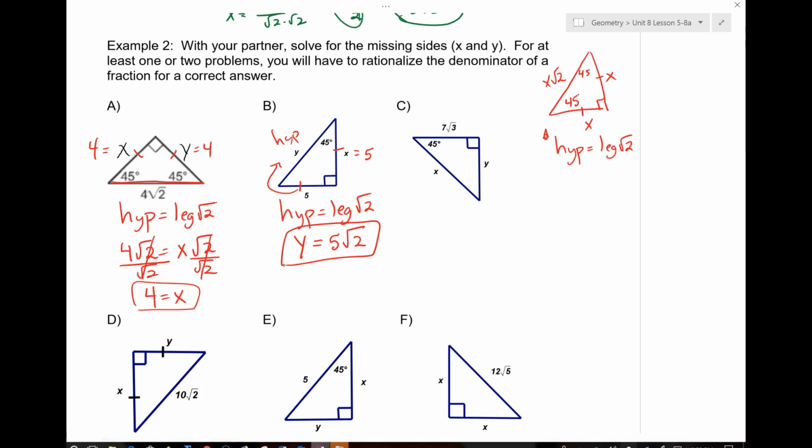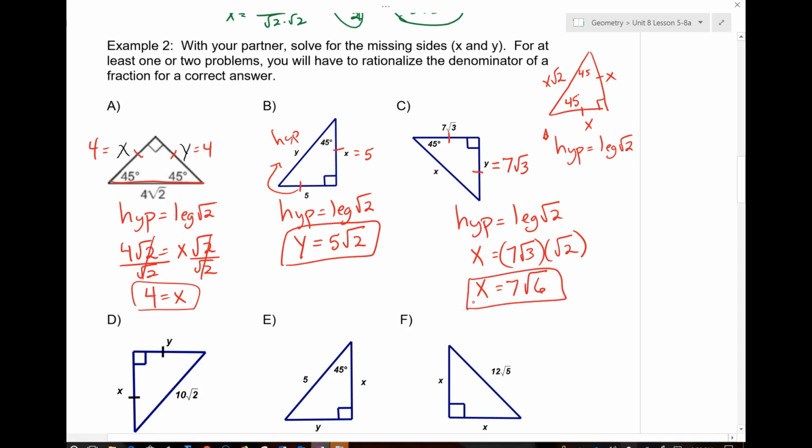All right, let's try another one. Again, we have a 45-degree angle. That gives us the idea that we know it's an isosceles right triangle. So actually, y is easiest to solve for this time. That's just 7 root 3, because it's the same as the other leg. Because remember, my legs are congruent on an isosceles right triangle. To get to the hypotenuse, we're going to go hypotenuse equals leg times root 2. So hypotenuse is x. The leg is 7 root 3. And we multiply by root 2. So when we multiply these together, we're going to get 7 root 6. Sounds good? All right, awesome.